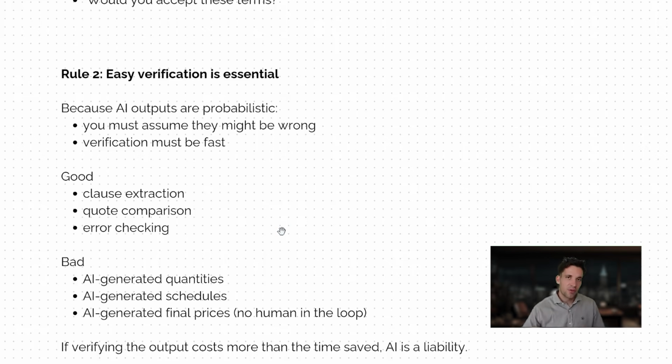So where you can quickly verify the output of AI, it works relatively well. This would be extracting a clause from a contract, comparing two different quotes, error checking of an estimate. It'll give you suggestions, and then you can quickly verify the source truth of this suggestion.